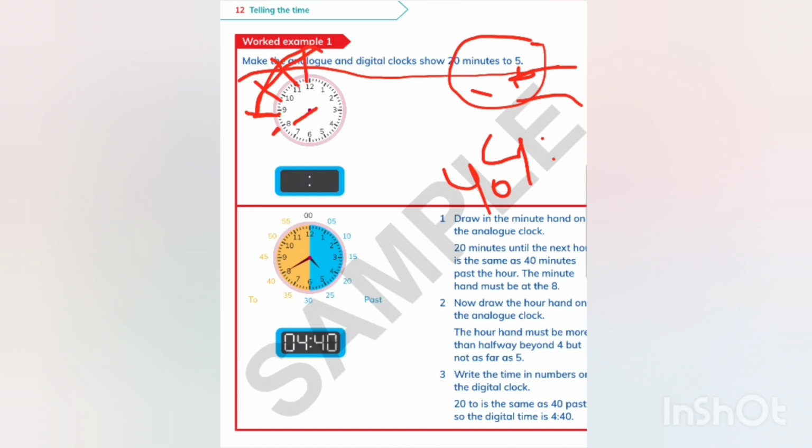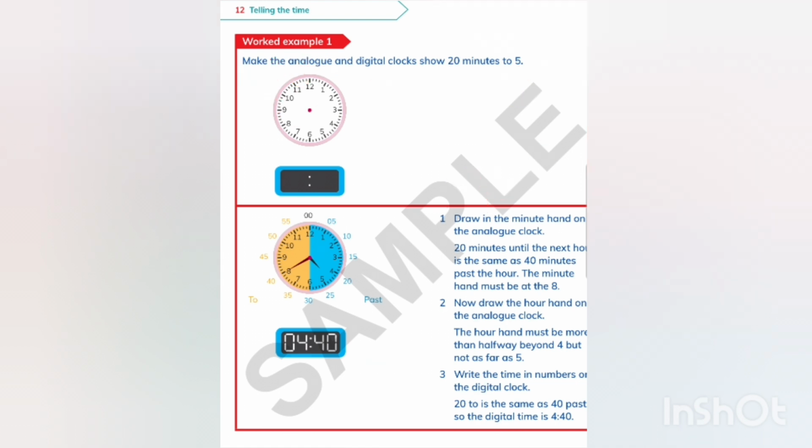Right now it is not 5 o'clock. It is going to 5 o'clock. 20 minutes to 5. So this is hours and this is minutes. Minutes we know. For the hour, we will just go back one number from 5. So before 5, what will come? 4.